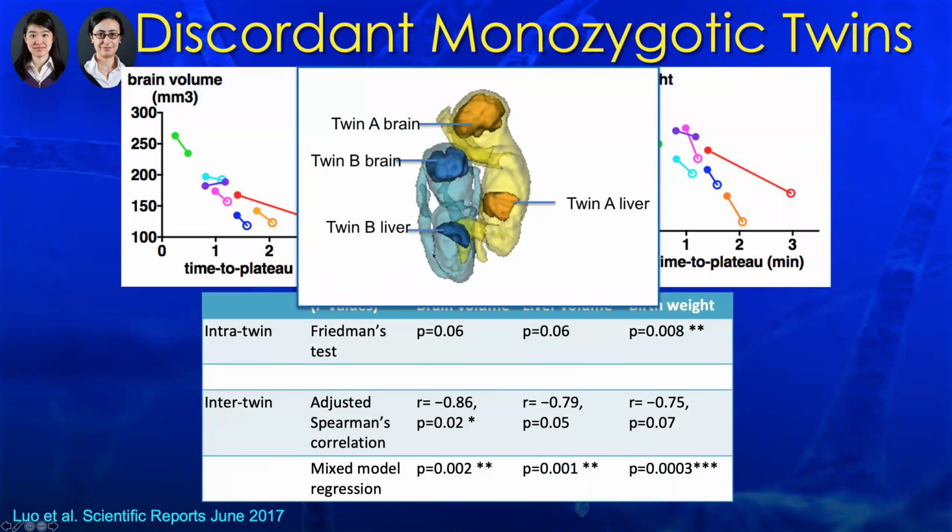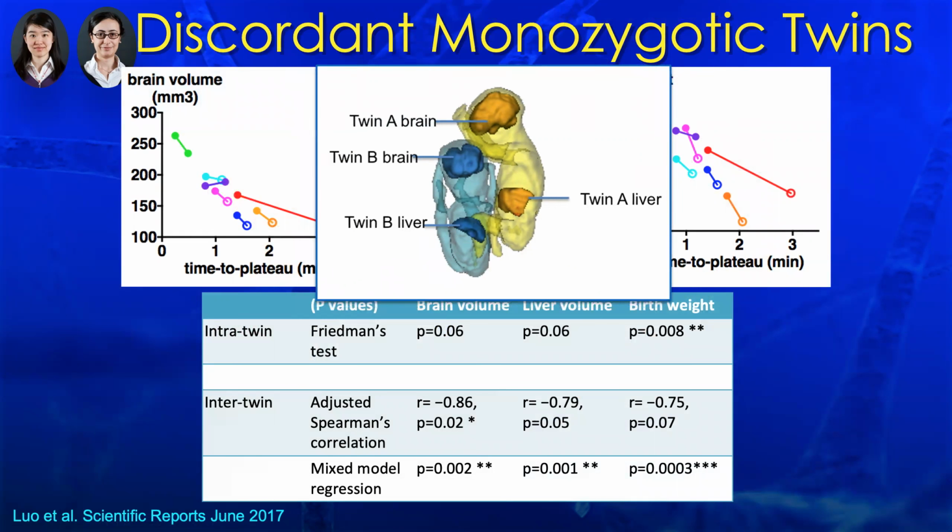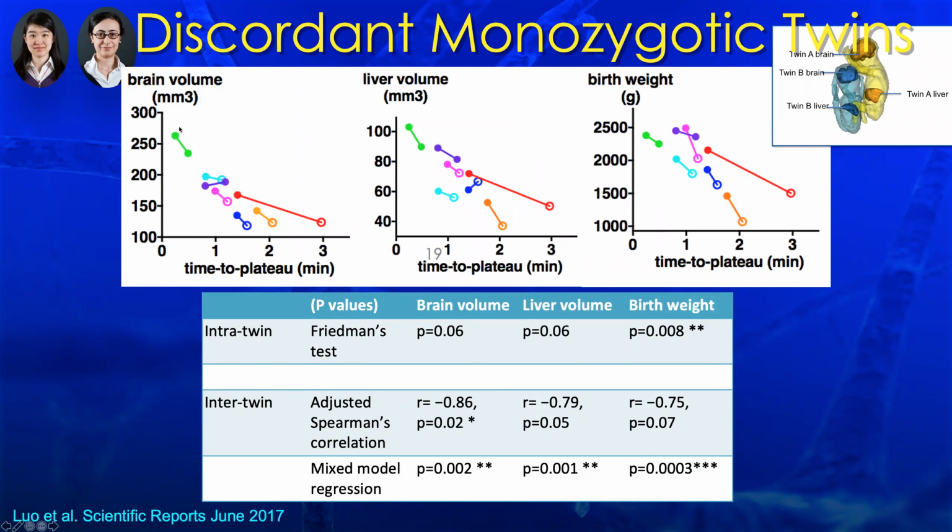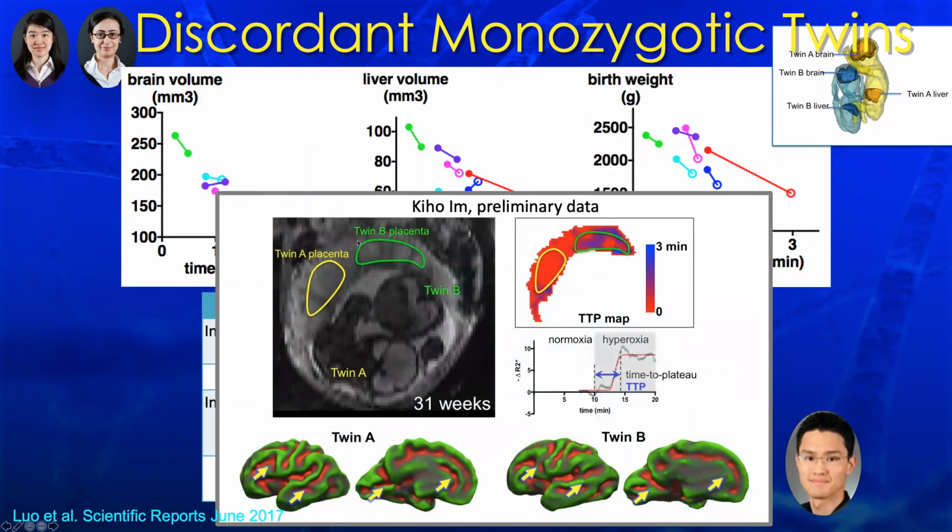And again, we chose twins in this particular experiment to fix all the other parameters that can affect that oxygen transport, such as maternal position, genetics, maternal blood pressure, and so on. And what we showed is that when there was a longer time for the oxygen to get to the placenta, so a longer time to plateau, the brain volumes were smaller, the liver volumes were smaller, and birth weights were less. And Kehoe, taking a look at these twins, we take the two different fetuses and look at the placentas that correspond to those.